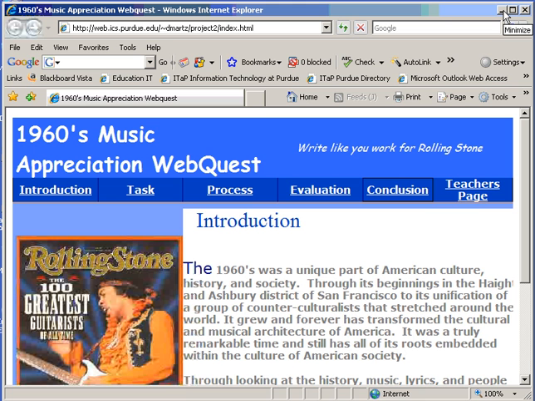As you may have noticed, the components of a Webquest are introduction, task, process, evaluation, conclusion, and teacher's page. Basically, what you need to do is to create one page for each section. So you are going to create 6 different web pages and link them together.